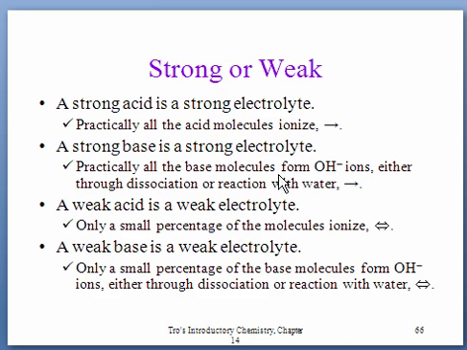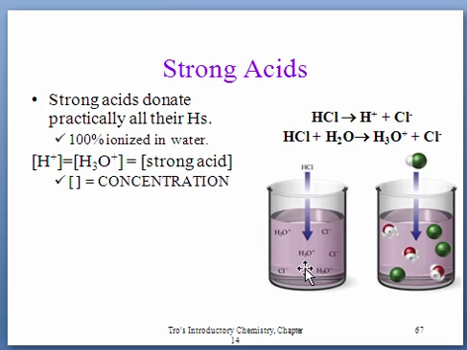Sodium hydroxide, for example, when it dissolves, all the sodium ions dissolve and all the hydroxide ions dissolve. Now, weak acids and weak bases are what are known as weak electrolytes, meaning only part of the molecule ionizes. Let's look at a strong acid. HCl is a strong acid. That means that it completely dissociates into H plus and Cl minus.